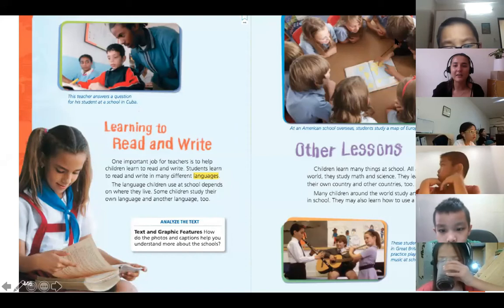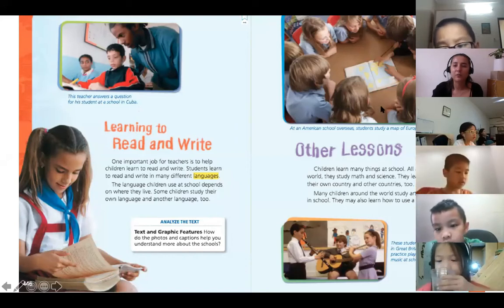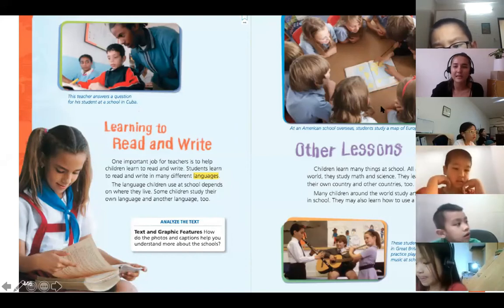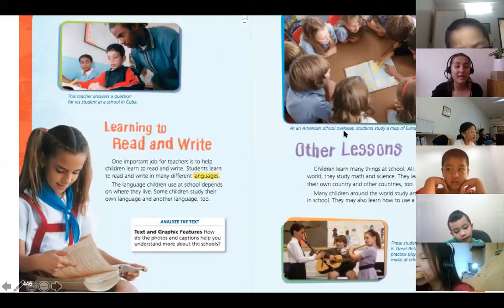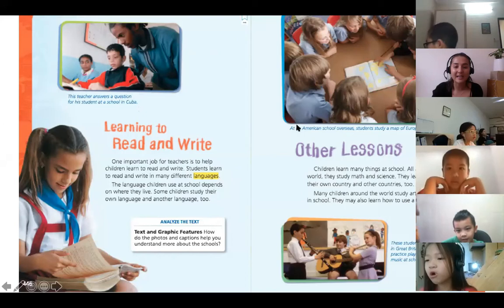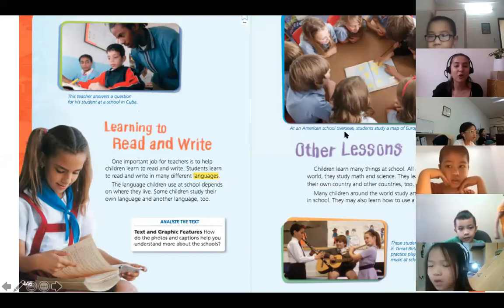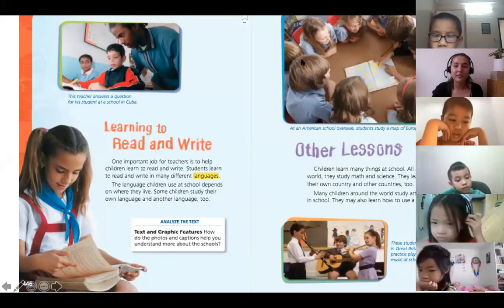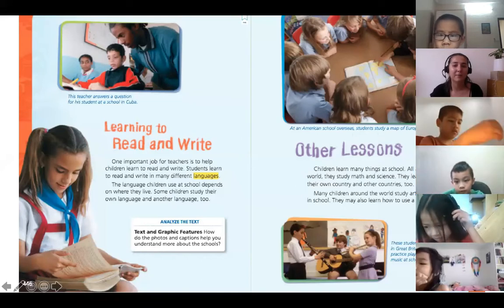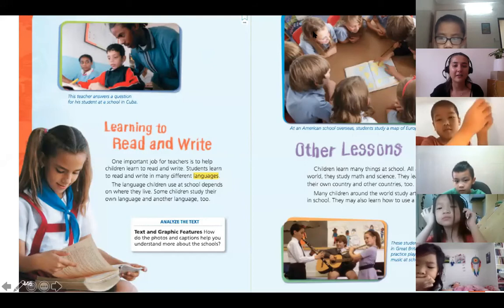If we look over here, maybe we can see a picture, but we're not sure what's happening. Thankfully, there is a caption underneath to tell us more details about what's happening. It says, at an American school overseas, students study a map of Europe. So we know that these students are looking at a map of Europe. Have a look at the heading over here.